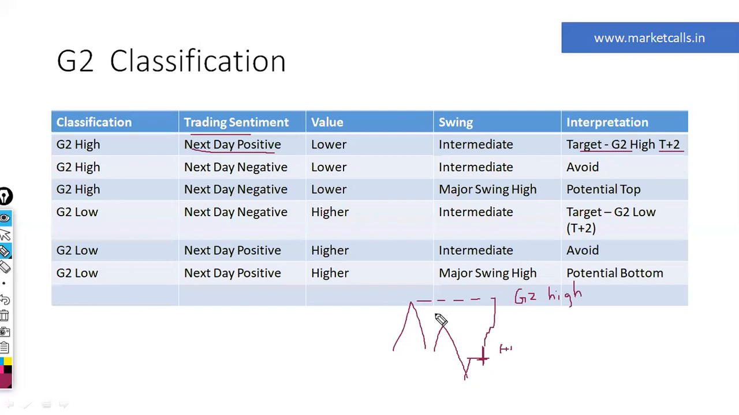If you look into it, the value area would be formed lower. But despite that, you have to trade against the value area when there is a G2 high and the next day sentiment is positive. So I was talking about the trading sentiment, right? It looks something like this.